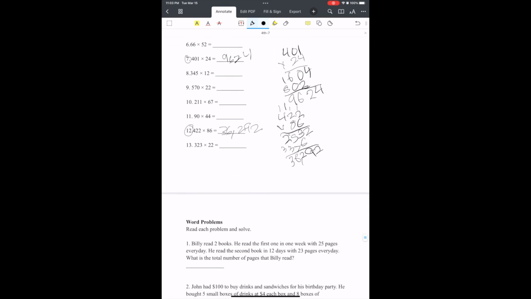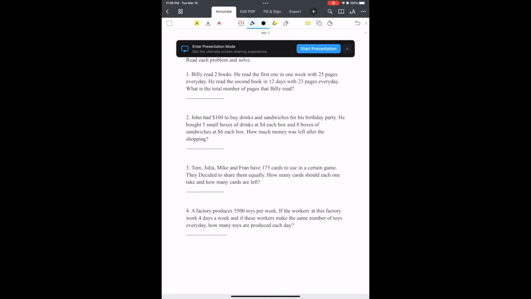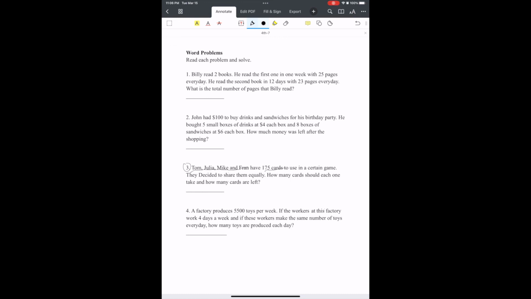And let's move on to word problems, your favorite. Let's do some word problems. So let's do number 3. It is saying Tom, Julia, Mike, and Fran have 175 cards to use in a certain game. They decided to share them equally. How many cards should each one take, and how many cards are left? So we know there are 4 of them, Tom, Julia, Mike, and Fran. They have 175 cards, and they want to share them equally. It's asking how many cards should each one take and how many cards are left.